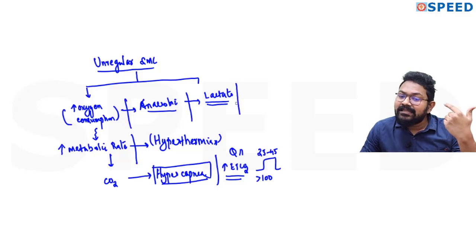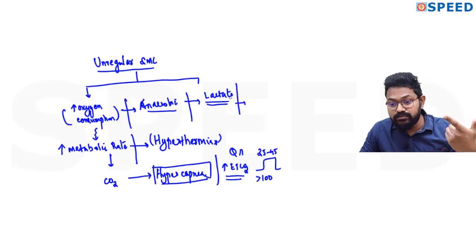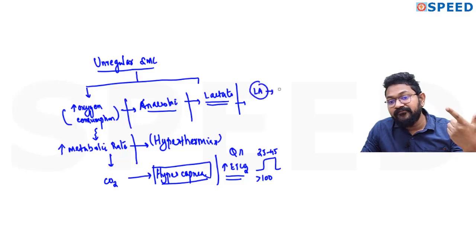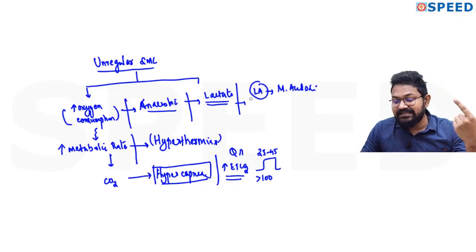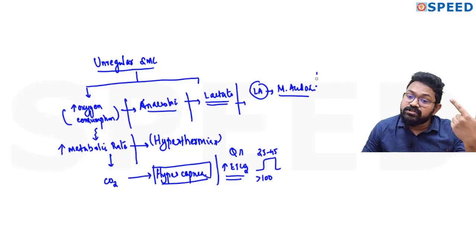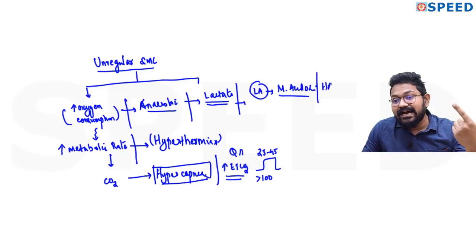Now, excess lactate in the body means lactic acidosis is going to happen. So, lactic acidosis is a type of what? It is a type of metabolic acidosis. Yes or no? So, along with hypercapnia, along with hyperthermia, because of increased anaerobic metabolism happening inside the body, it results in lactic acidosis, which is a type of metabolic acidosis, right? Metabolic acidosis, if you want to know, more specifically, is high anion gap metabolic acidosis.